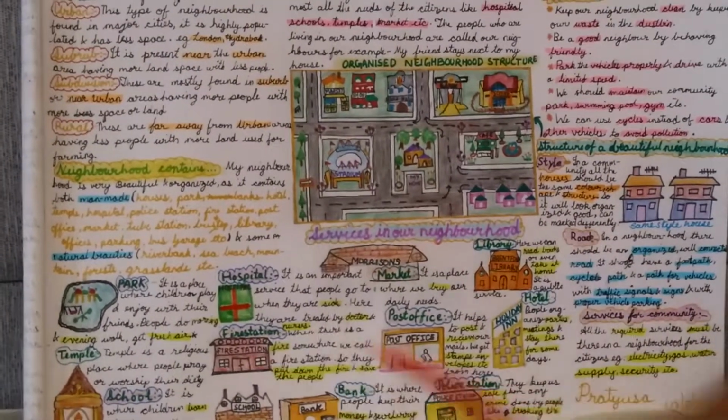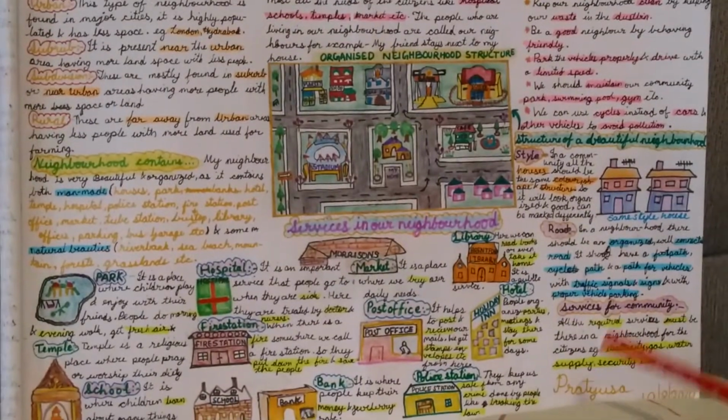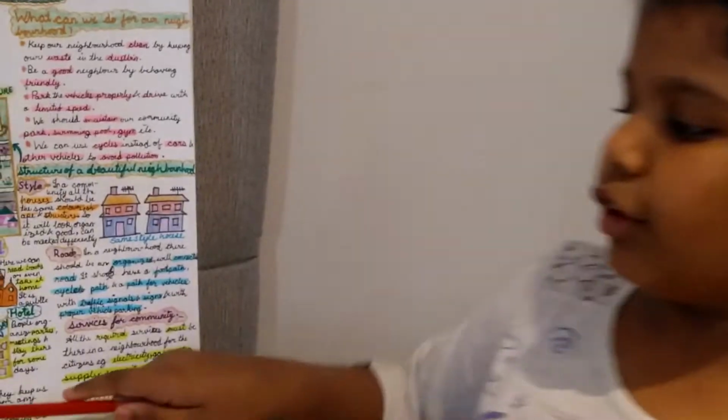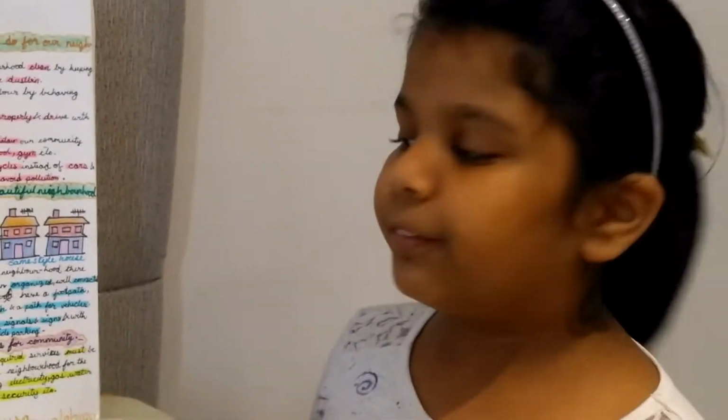Next, fire station. When there is a fire somewhere, we call the fire station. The fire brigade comes to the rescue, puts out the fire and saves all the people. Now we're going to talk about the bank. A bank is a place where people keep their jewelry and money safe.